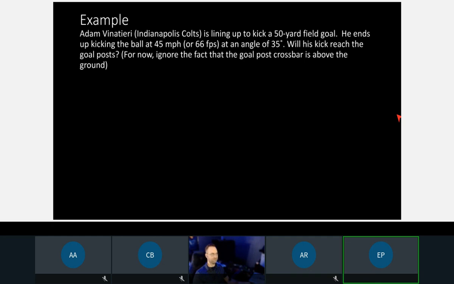Example: Adam Vinatieri, Indianapolis Colts, is lining up to kick a 50-yard field goal. He ends up kicking the ball at 45 miles per hour or 66 feet per second at an angle of 35 degrees. Will his kick reach the goalpost? For now, ignore the fact that the goalpost crossbar is above the ground.